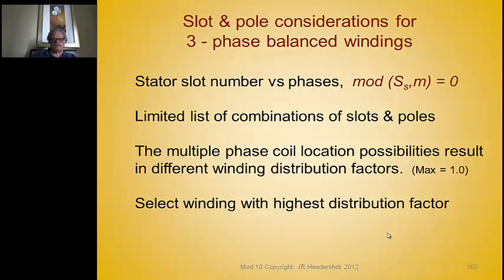First of all, the number of stator slots must be divisible evenly by the number of phases, with no remainder. That's absolutely essential. And as we said, there's a limited list of slot and pole combinations. I'm going to provide you with a list. For each one of those combinations, there are frequently multiple coil location possibilities, and each one results in a different winding distribution factor, and the most desirable and the maximum, of course, is 1. So you always want to select the winding or coil location pattern for any given number of slots versus poles that gives you the highest distribution factor.